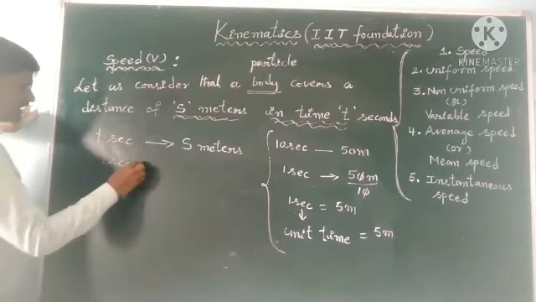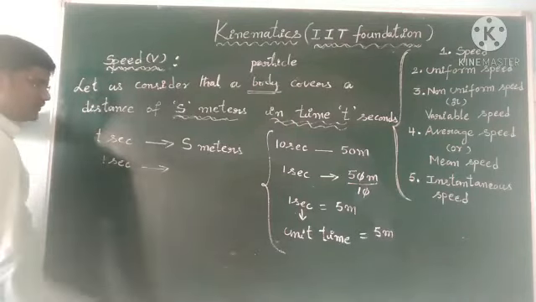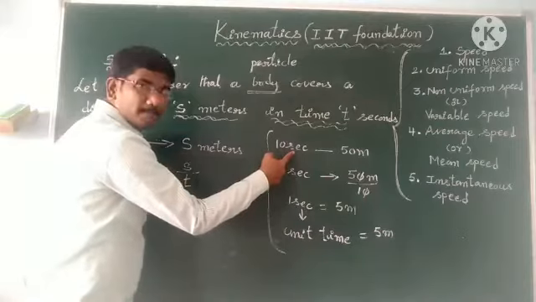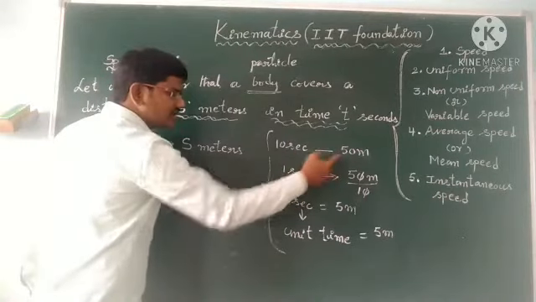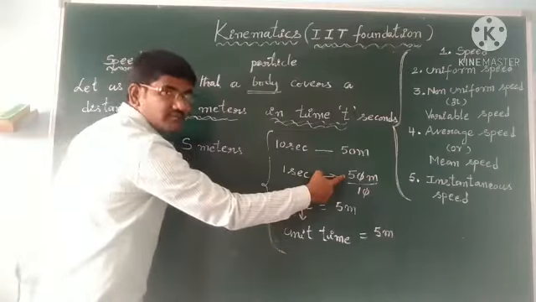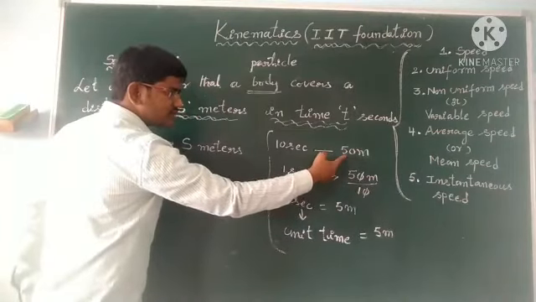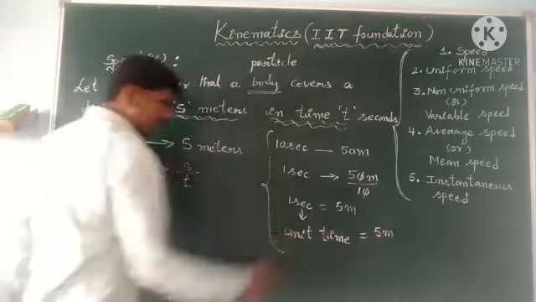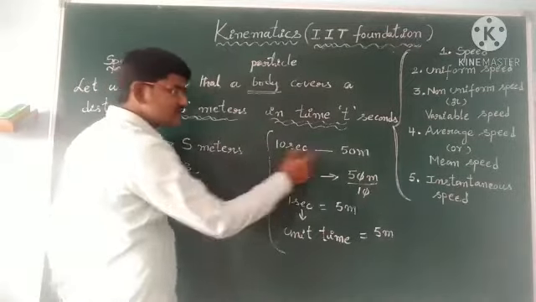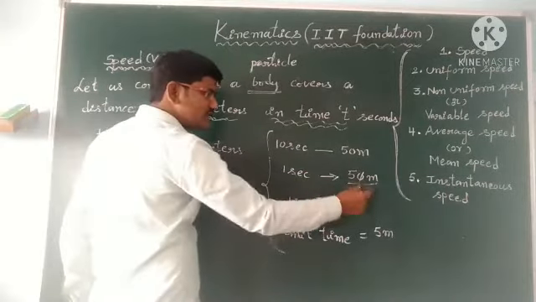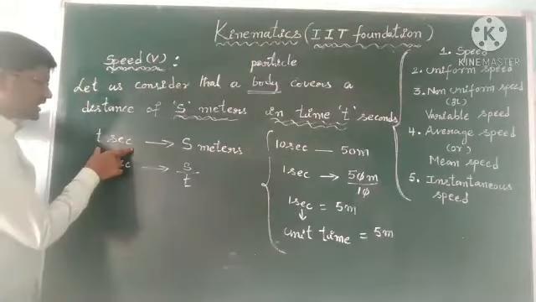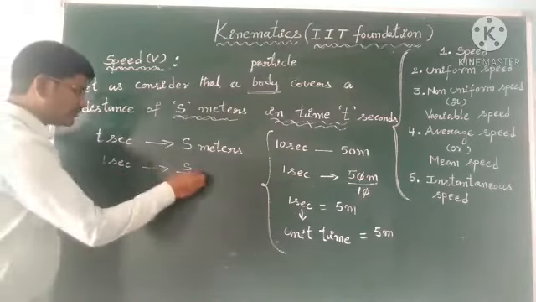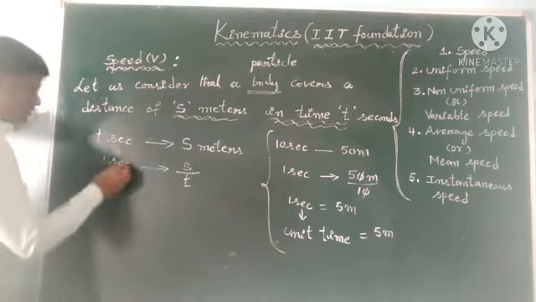Then in 1 second how much distance he covered, I want to know. That is s by t, in a similar manner. If 10 pens cost 50 rupees, then 1 pen costs 5 rupees, which means you should divide 50 by 10. Similarly, in t seconds he covered s meters; in 1 second, how much distance he covered we want to know. That is s by t.